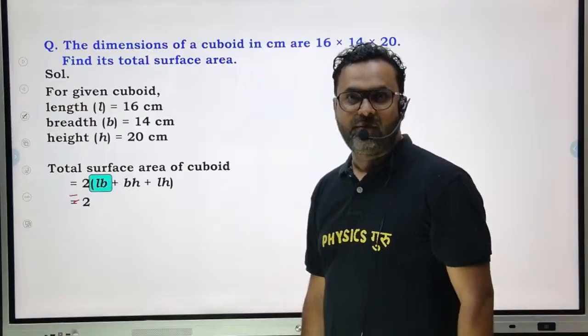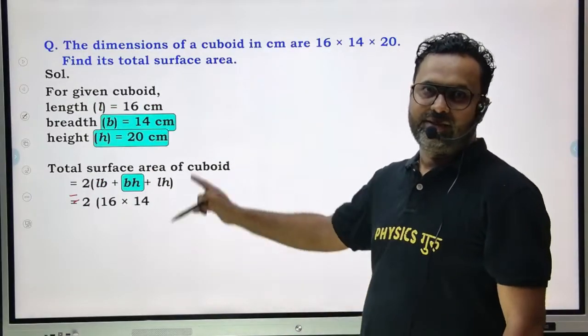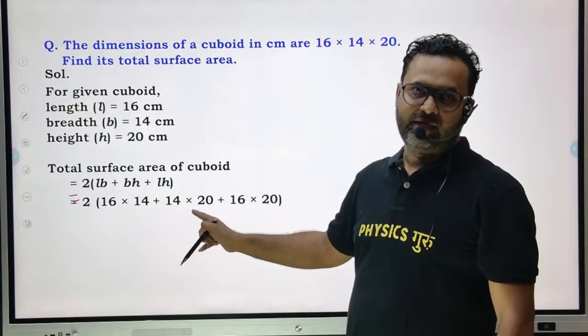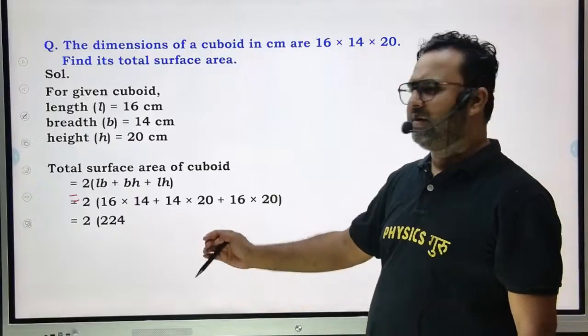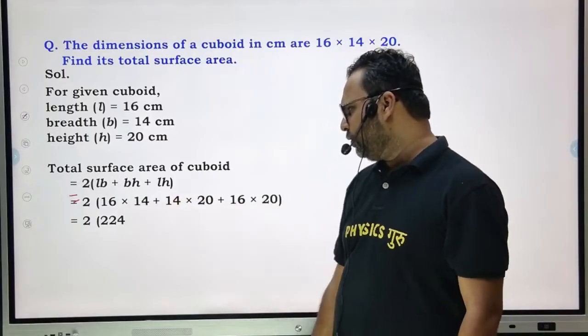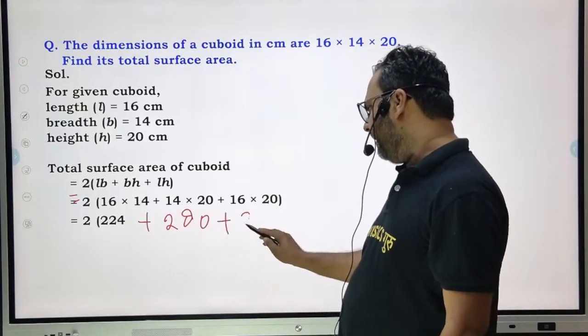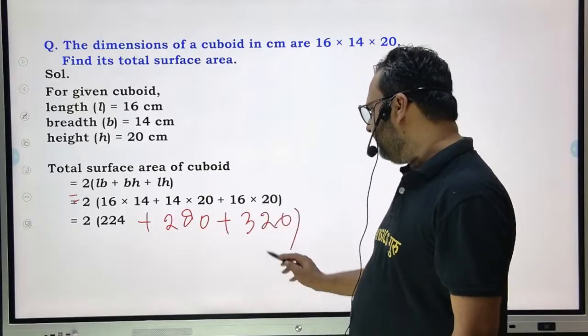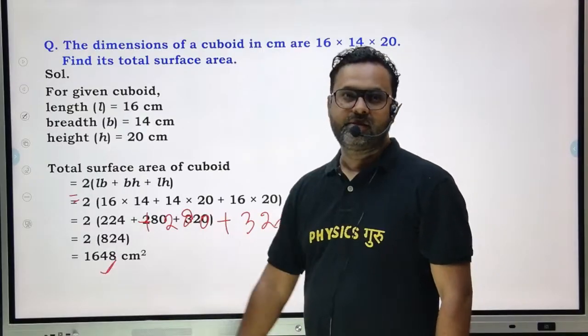So just put the values here. So 2 times of LB, what is length? Length is how much? 16 times 14, plus breadth is how much? 14 times 20, plus length into height, that is 16 times 20. Right? Simply multiply. 16 times 14 is 224. So it is 280. This is 320. Simply multiply, add them. So once you add it, you have the answer.